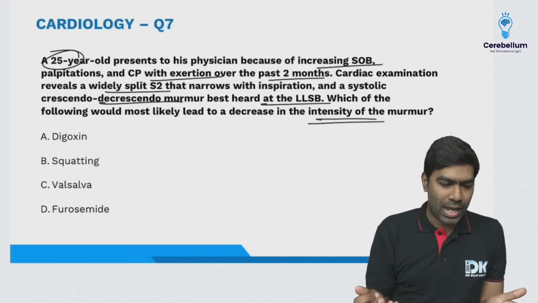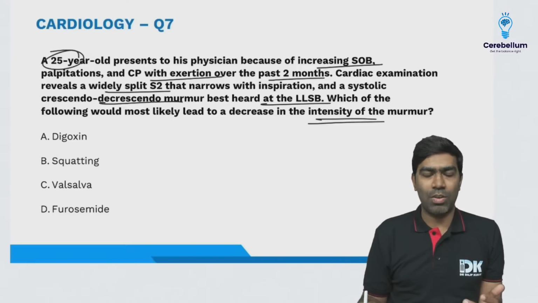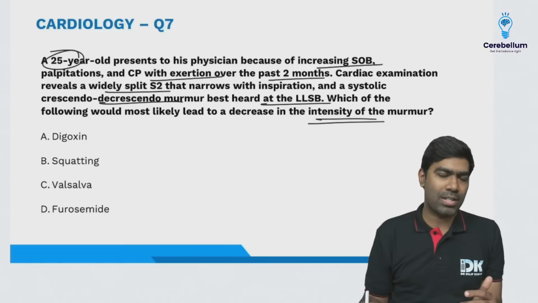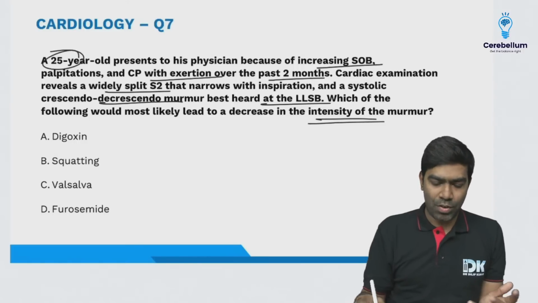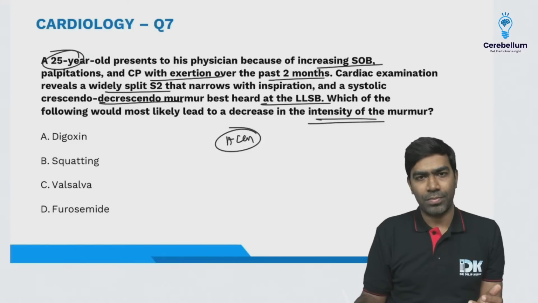So now you know the diagnosis. You tell which is going to reduce the intensity of the murmur: digoxin, squatting, Valsalva, furosemide. Straightforward, you would have made a diagnosis of HCM. The diagnosis here is hypertrophic cardiomyopathy.